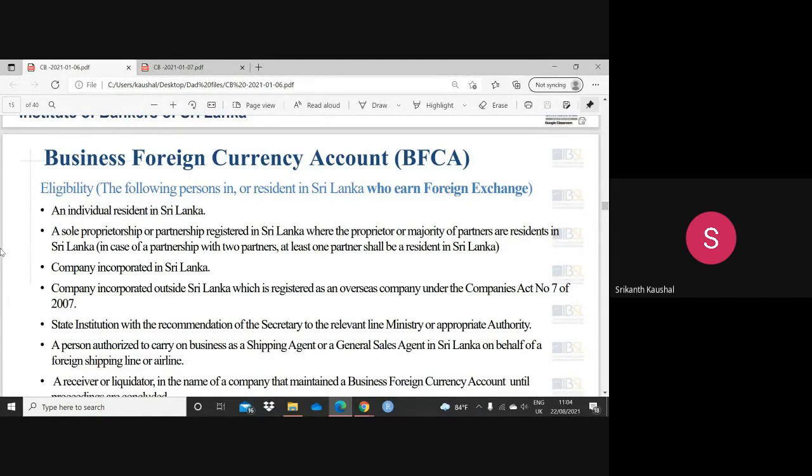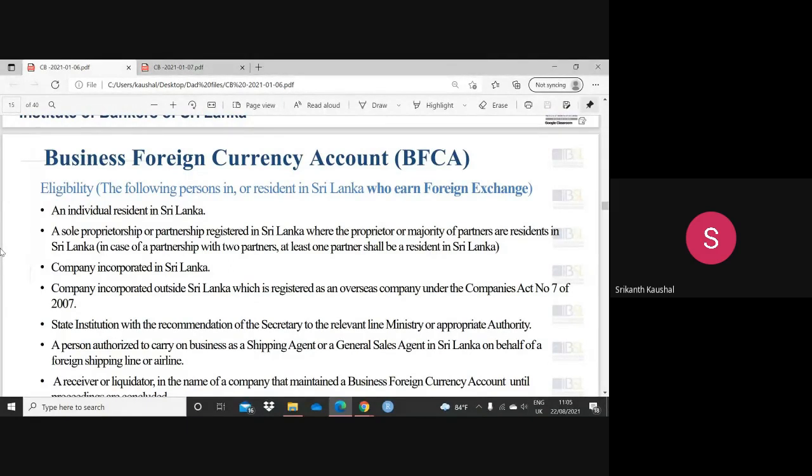Even they can maintain, right? It's not only the Sri Lankan company. Even a foreign company incorporated overseas, they will register their name under the Sri Lankan Company Act as an overseas company. And those people also can. All these banks, Standard Chartered, Citibank, all are registered under overseas company, because they are having a presence here, right?